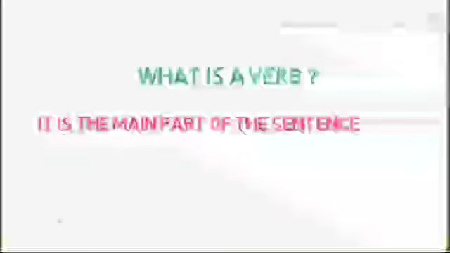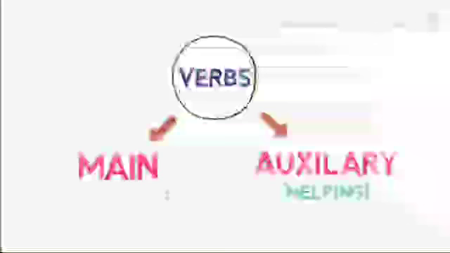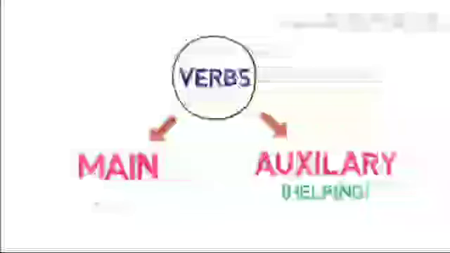Alright, let's get started. So far we all know that the verb is the main part of a sentence, right? It is mainly divided into two parts, main verb and auxiliary verb. It is also called helping verb. Here we will use the term helping verb instead of auxiliary verb, okay?